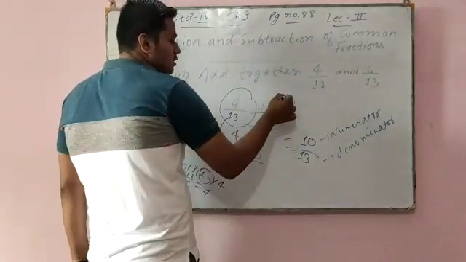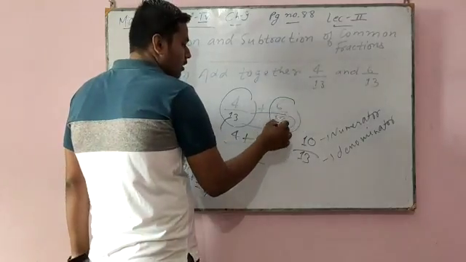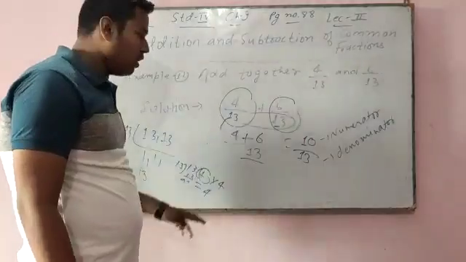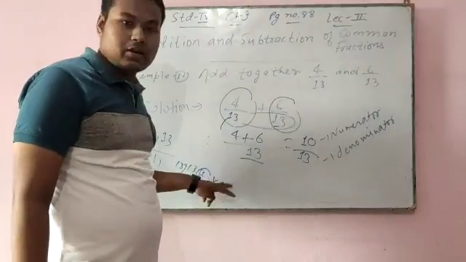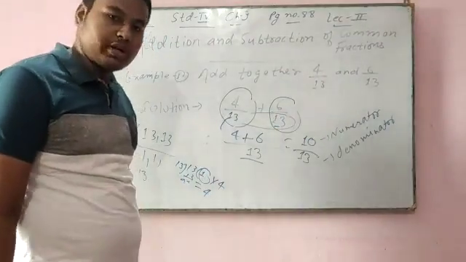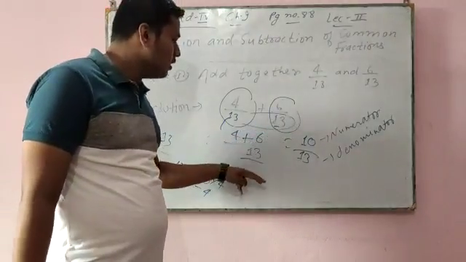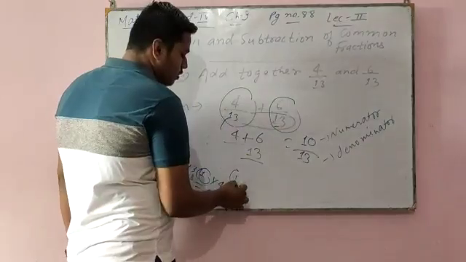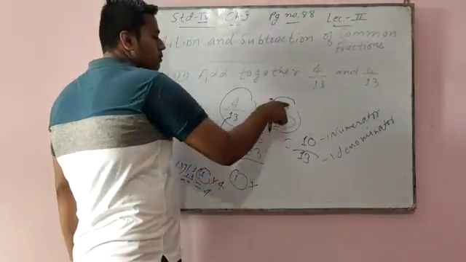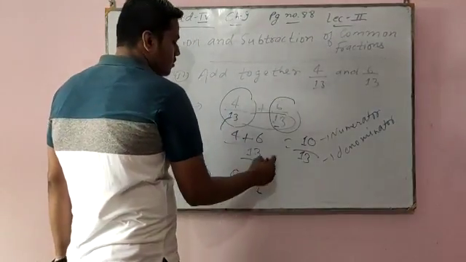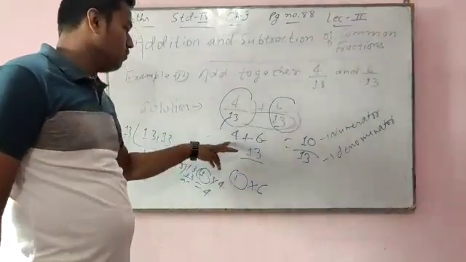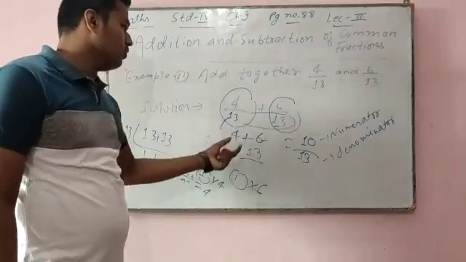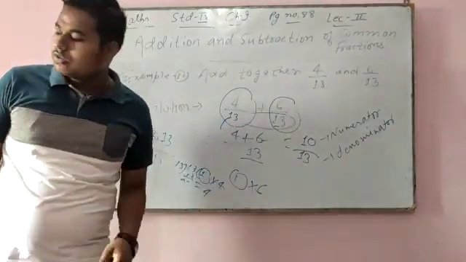Now come to this number, 6 by 13. Again we look at the denominator. We divide by the denominator, and whatever quotient we get, we multiply it with the numerator. In the table of 13, 13 comes one time, so 1 is the quotient. That quotient we multiply with the numerator: 1 into 6 is 6. 4 plus 6 is 10, so 10 by 13. Either you can use this way, or since the denominator is the same, you can use the other way also.